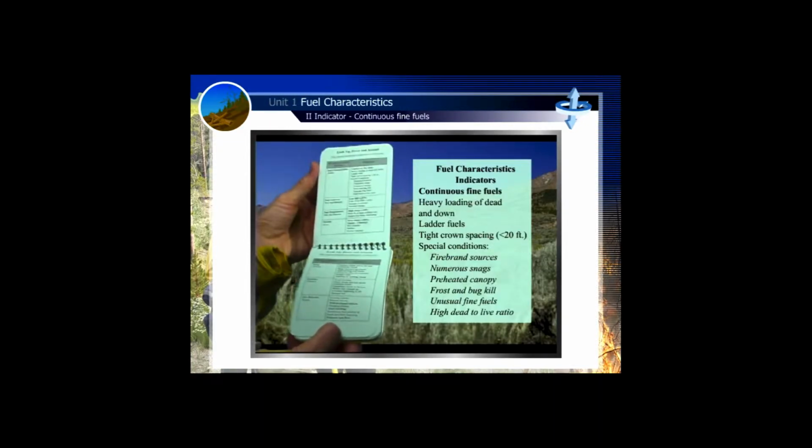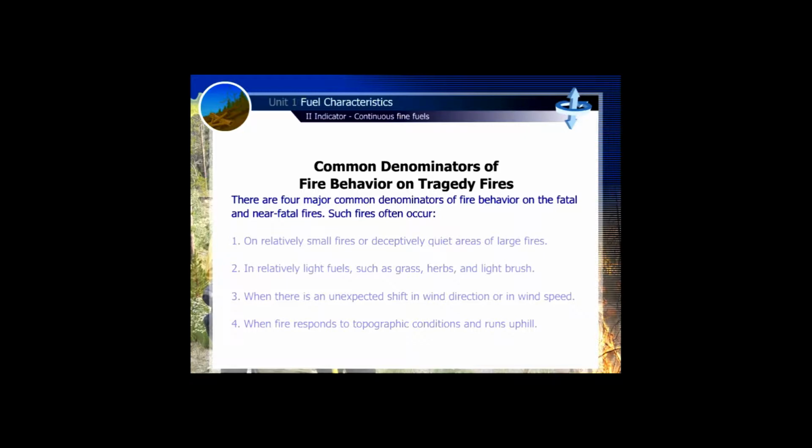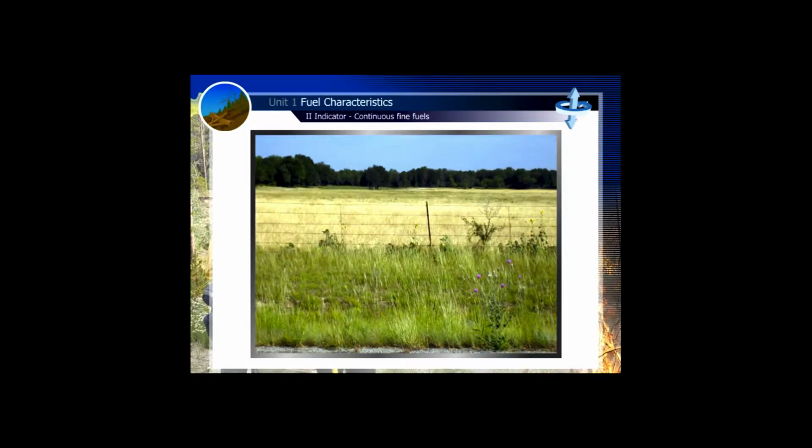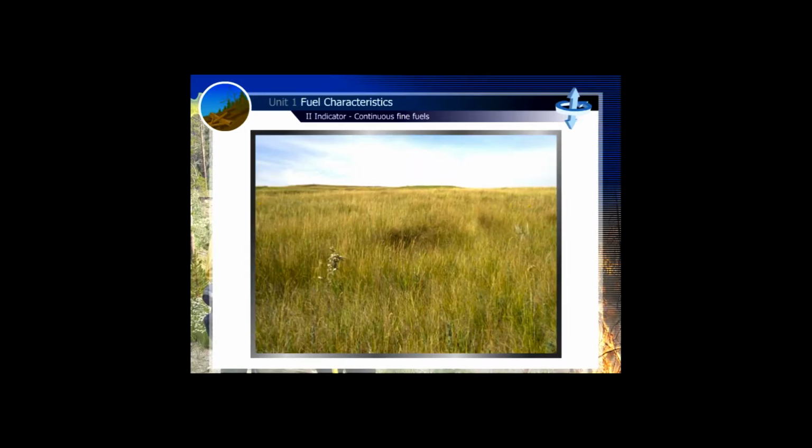The first indicator is continuous fine fuels. This indicator is one of the 4 major common denominators of fire behavior on tragedy fires. Continuous fine fuels are fast-drying, dead or live fuels that are less than 1/4 inch in diameter and have a time lag of 1 hour or less.